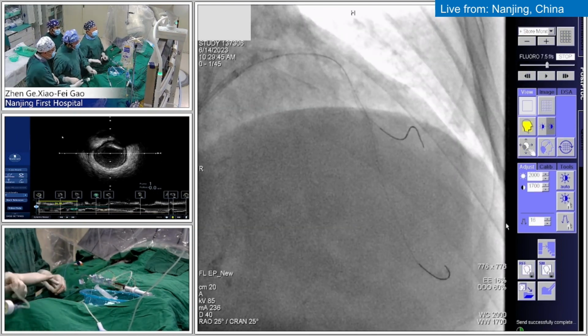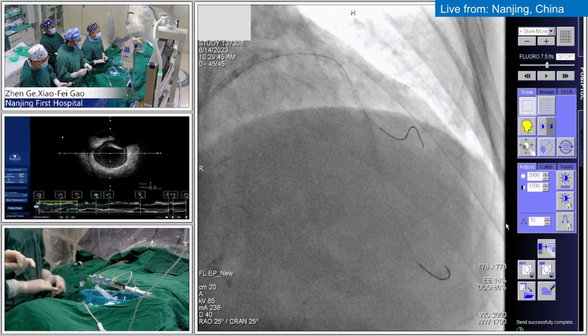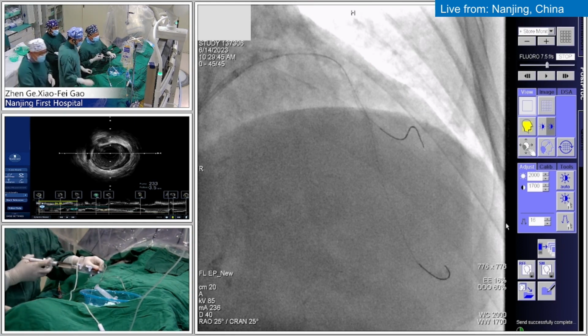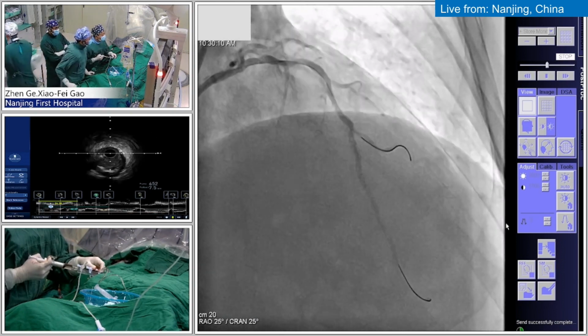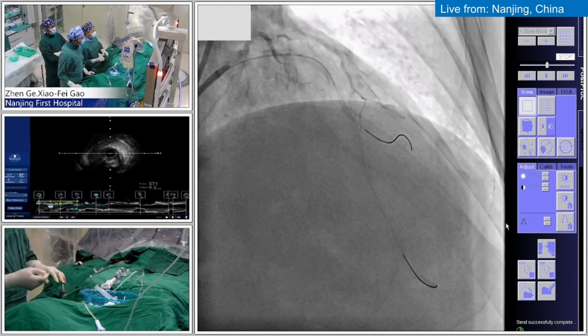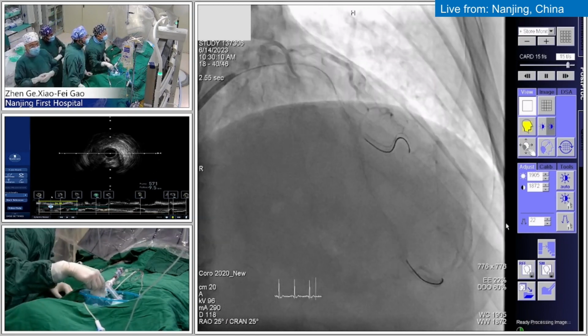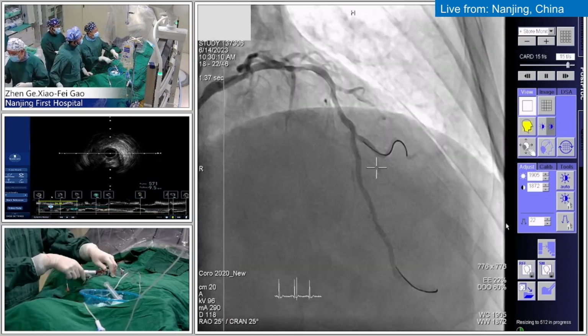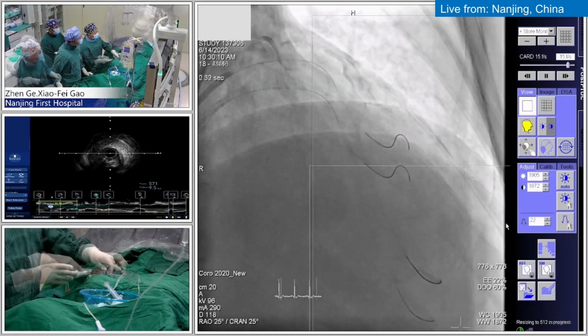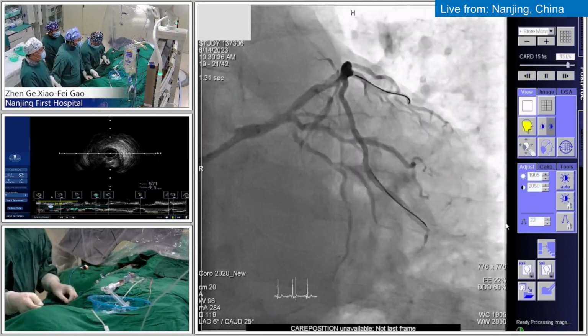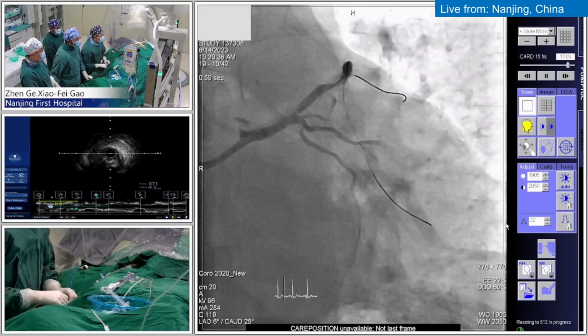Okay, another stent, 2.75 by 33. Yeah, and I want to do a picture. Let's see how it looks. Very good. What is this here? A dissection? Move the photo view. I want to see what it is. Good. Well, the circumflex is looking just fine.